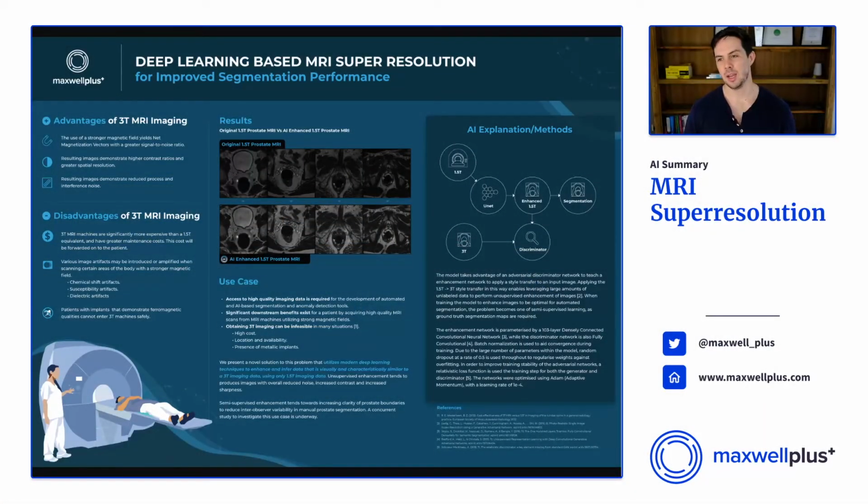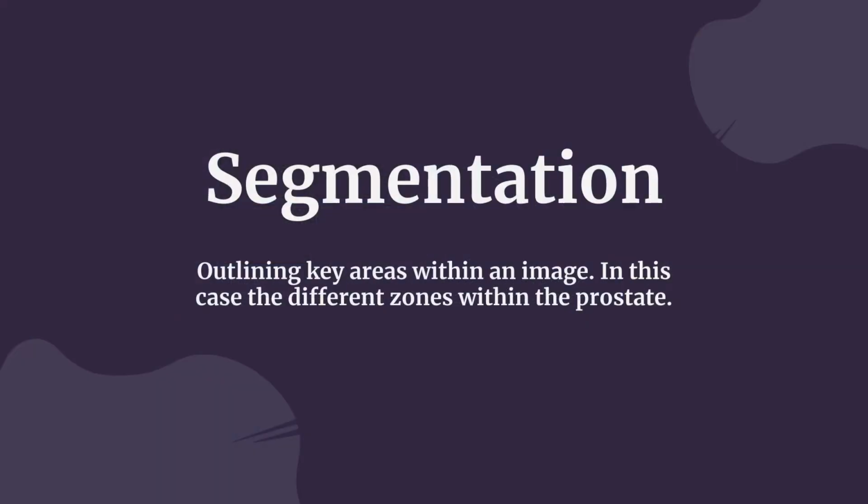So this work used a deep learning algorithm, we'll go into the details on that shortly, to try and improve how easily 1.5 Tesla MRI scans could be segmented and bring that up to the sort of quality and repeatability we could see in modern 3 Tesla MRI. So a little bit of context about different terms that make it into this work.